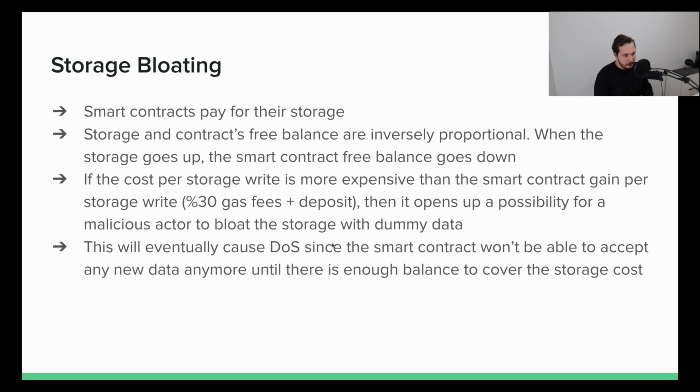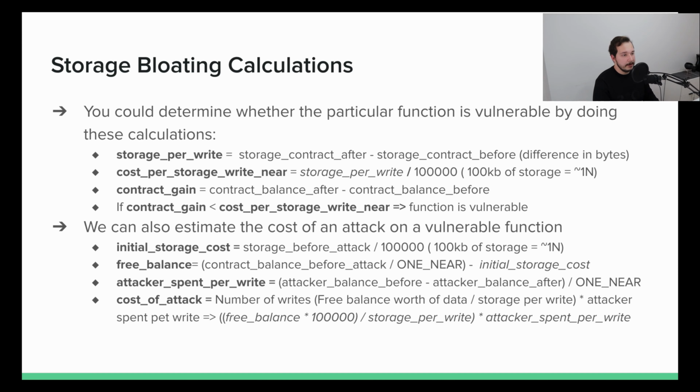That's why we should always measure this. We always have to keep track of our free balance, and we always have to charge users to deposit something to our storage, a basic amount of storage deposit, to make sure that it's not financially viable and literally impossible for them to cause denial of service in our smart contracts. And to understand whether a certain function is vulnerable to this attack, we have to do some calculations.